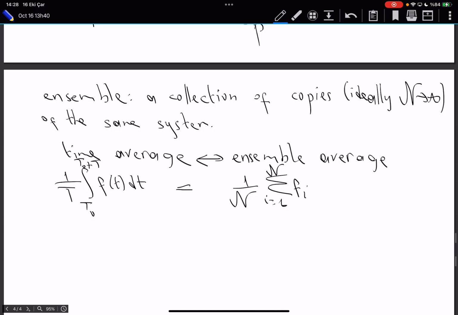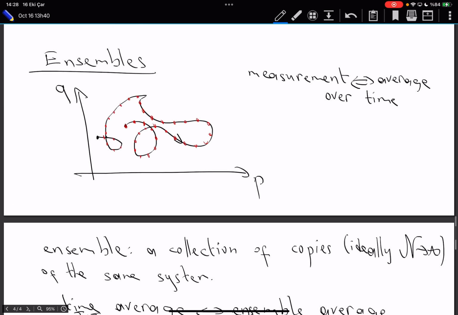Well, this basically allows me to look at the system from a different perspective. Rather than look at the evolution of a given system in time, I can ask myself the question, how does my ensemble evolve in time? In equilibrium, it shouldn't evolve. But I can always ask the question, let me just take many copies of my system, whether they are in equilibrium or not, I don't care.